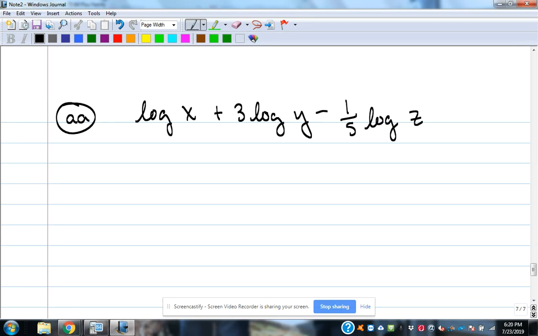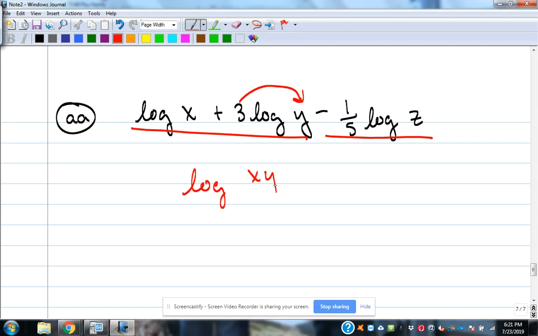All right. So, same idea here. We've got an addition problem, and then a separate subtraction thing. So we think about the addition together. That's going to be multiplication, right? But we've got a power here. We've got a 3 in the front, so that's going to go up. So these two are going to be log of x y to the 3rd, right? And then on the bottom, because that's a minus, we're going to have z to the 1/5.